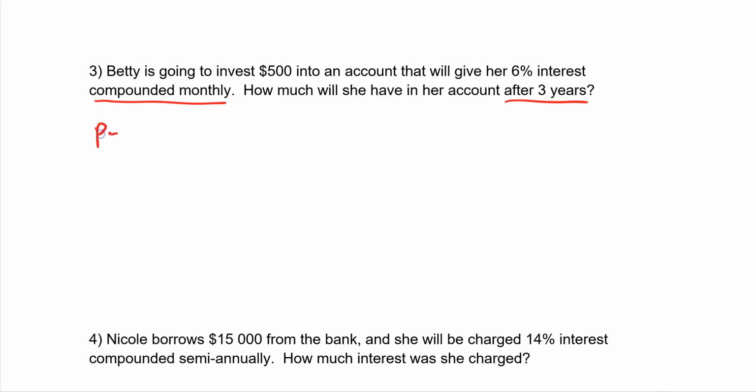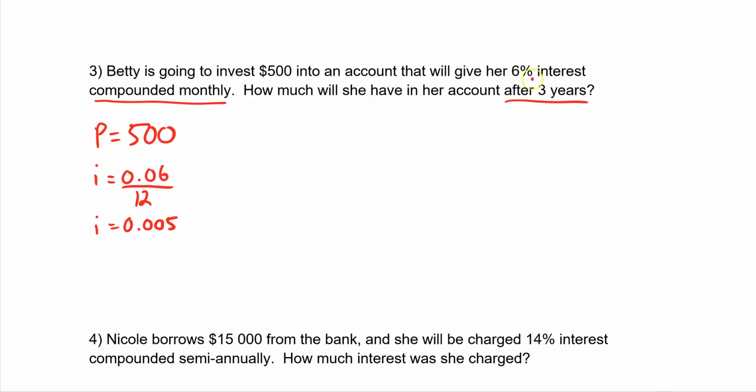So the principal amount here is $500. That's what she starts with. Now the interest rate is 0.06 for 6%. And it's compounded monthly. So she's not going to earn 6% every single month. We're going to divide by 12. And we get 0.005. Now, I'll try to give you interest rates that will divide nicely. So this is exactly 0.005. If it doesn't quite work out, I'll tell you how to round it.